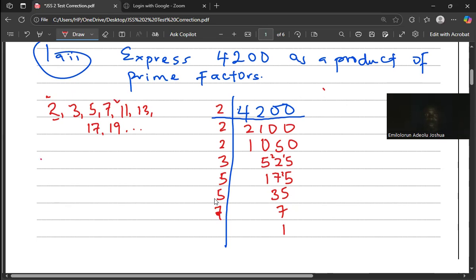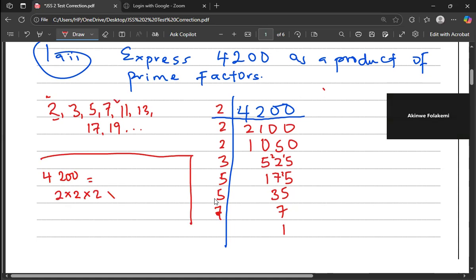Now expressing it, 4,200 will be equal to what? It will be equal to 2 times 2 times 2. How many times do we have 2? We have 2 three times. Then times 3, times 5 times 5, times 7. So that's our answer. I believe that is understood.